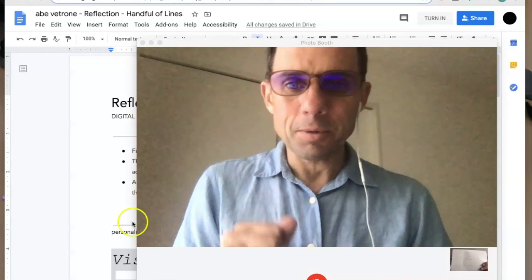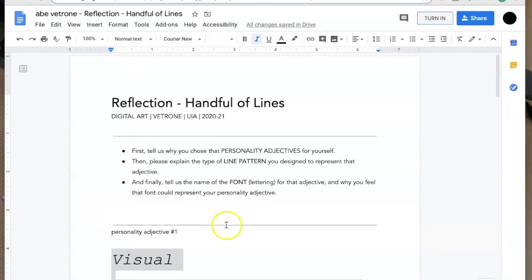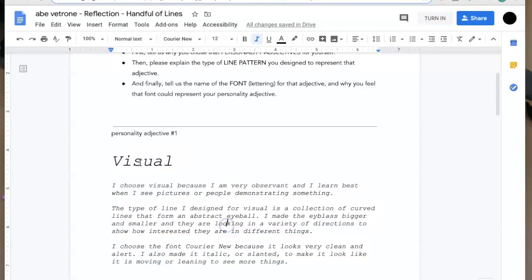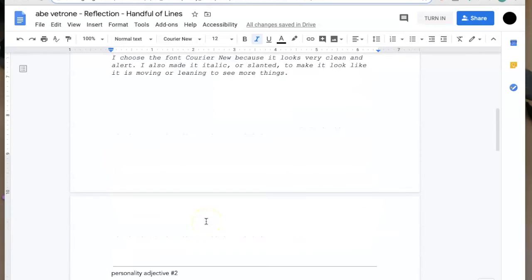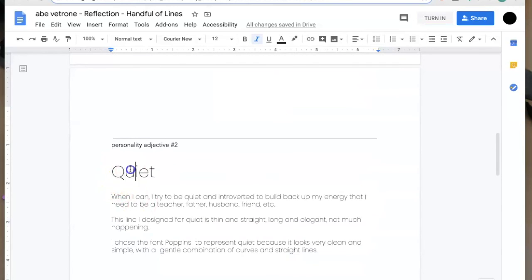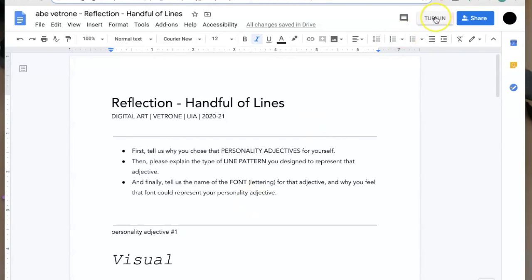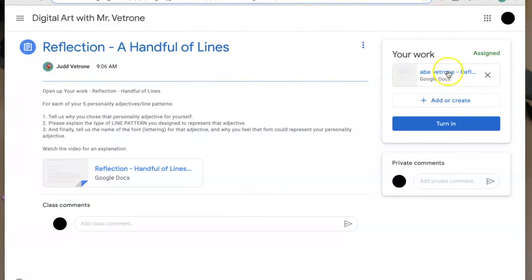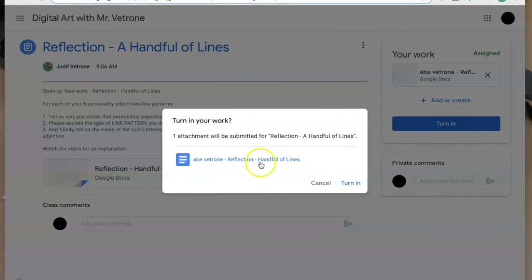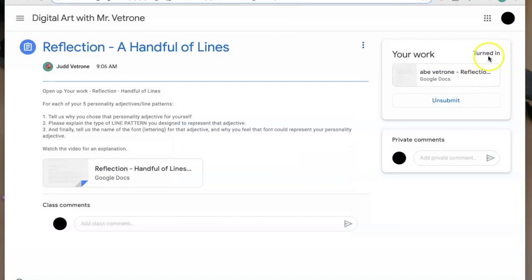Okay, I forgot to tell you something. Hold on. When you finish, you've filled in your five personality adjectives in their specific fonts, and you've told us all about them. When you're done, you can come here, hit turn in, or you can come back here, and you can hit turn in. Hit it twice. I know it's hard to remember. Turn in, and then instead of assigned, it'll say turned in.